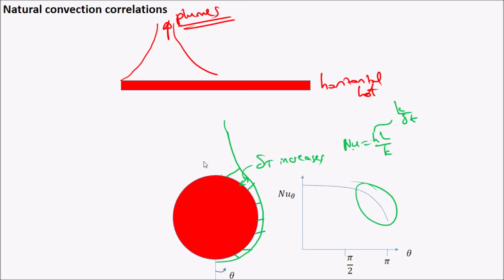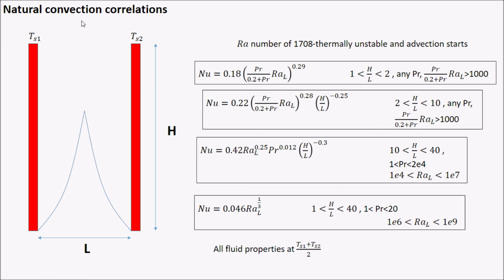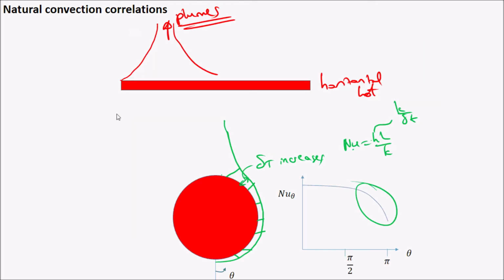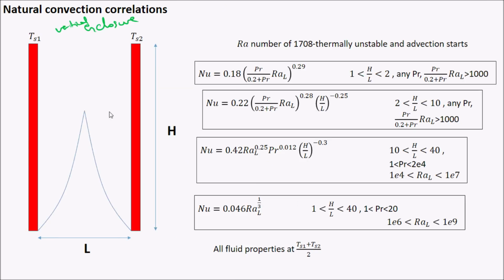Now we have here the enclosure. This one is the enclosure, but this one is vertical. This is similar to vertical plates, so you can go back to the vertical plate, but here you have two vertical plates face to face. With these two vertical plates you will have one boundary layer that grows from one vertical plate, and another boundary layer that grows from the other vertical plate, and they meet up at some place. If they don't meet, then you will use two vertical plate correlations, but if they meet, you will have the enclosure. If you have an enclosure, you have the correlations.